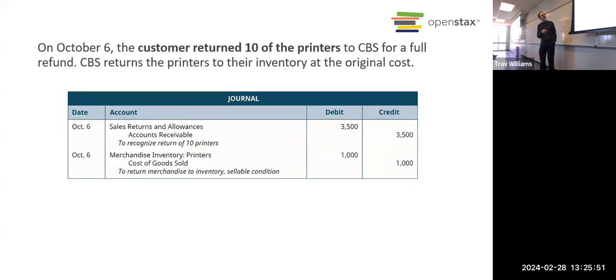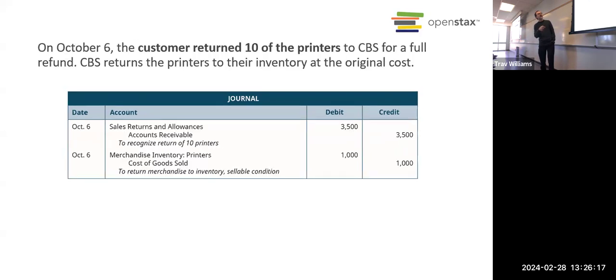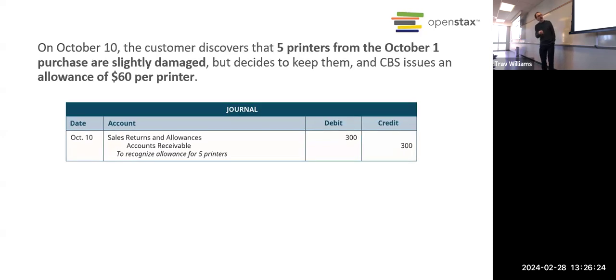Okay, now let's think about this. How much does the customer owe after the return and the allowance? Originally, they owed us $3,500, right? Then, and notice that's a credit to accounts receivable. Wait a minute, sorry. No, my bad. This was the original purchase. Originally, they owed us $19,250. Then when we did the return, we reduced their account receivable by $3,500. Then when we did the allowance, we reduced their account receivable by another $300.